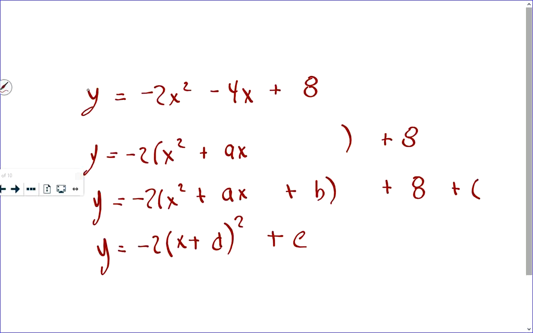That's Peppermint Patty's work. She's done it perfectly. She has not made a mistake anywhere. She's a good math student. The question is, what are the values of A, B, C, D, and E?